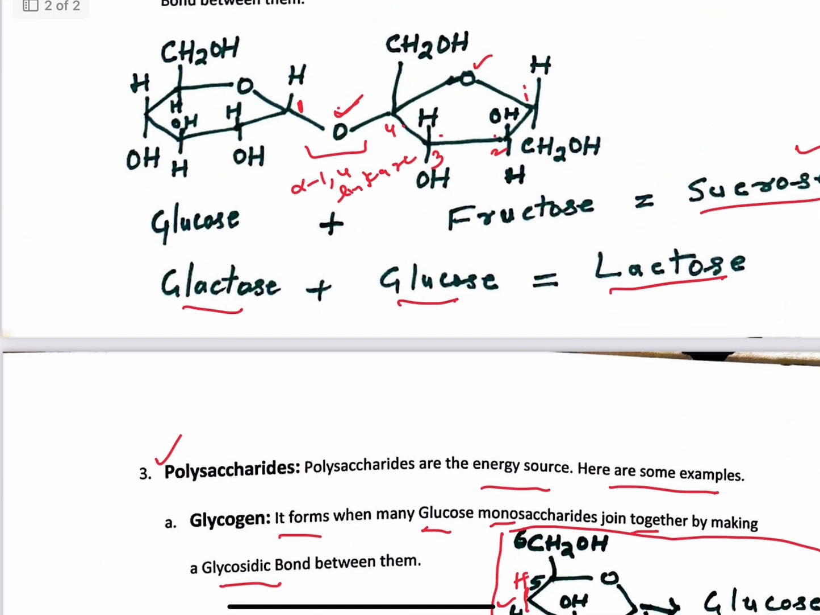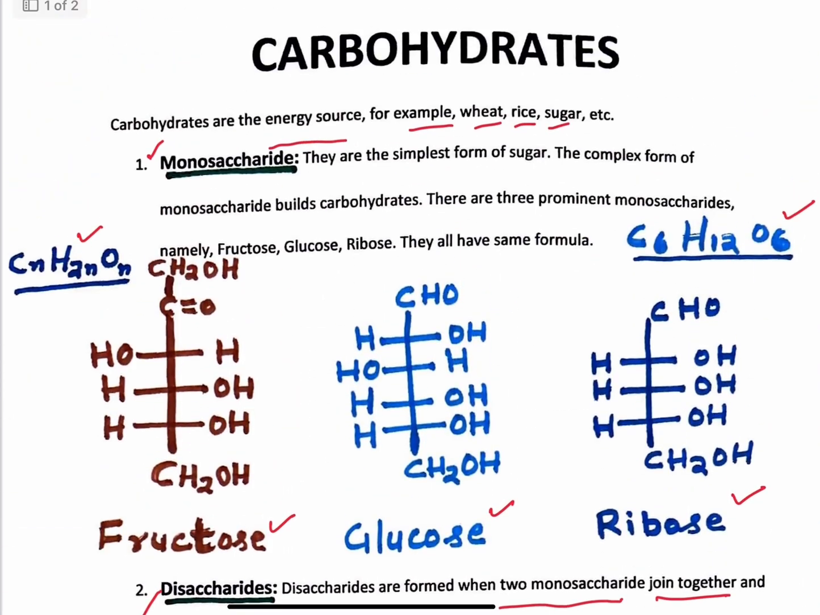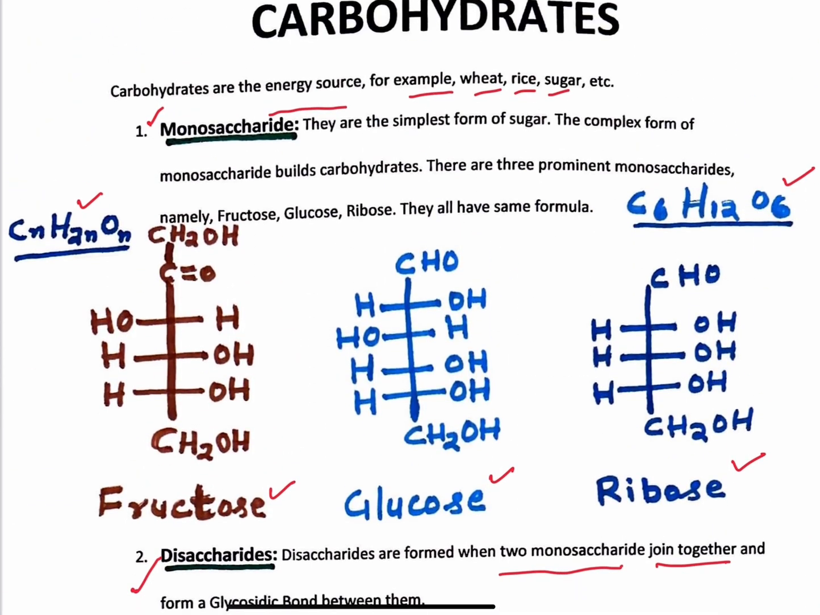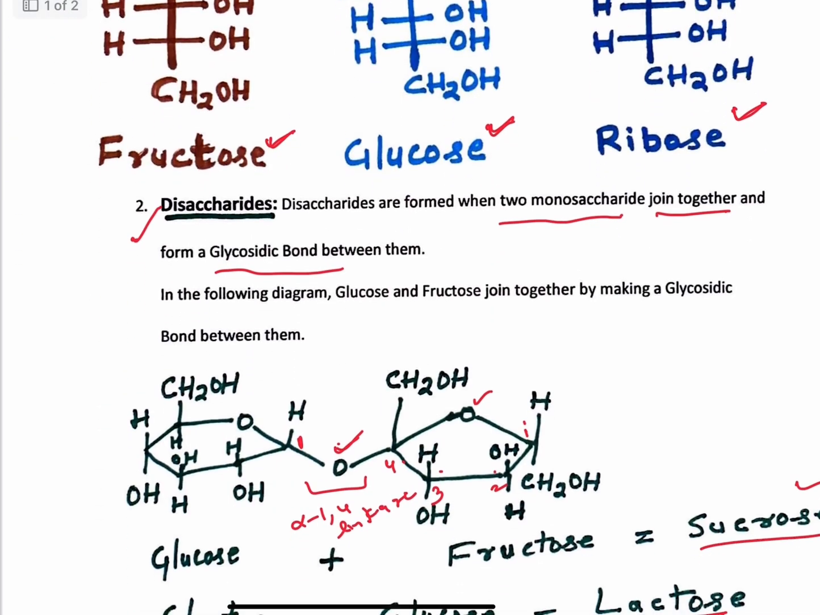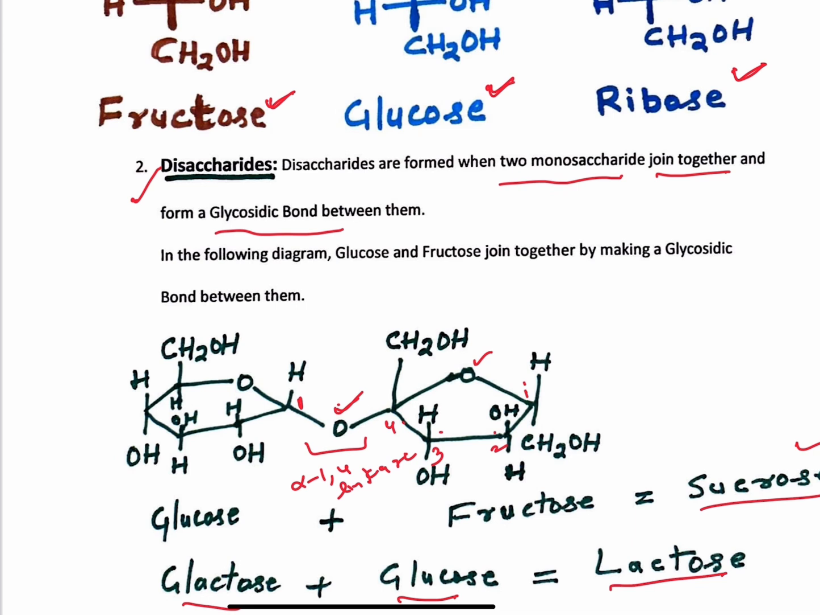So let's summarize what we learned today. Carbohydrates are an energy source. These are the structures of monosaccharides: fructose, glucose, and ribose. And a disaccharide forms when glucose and fructose, which are two monosaccharides, come together with this alpha 1,4 linkage, and they make sucrose.